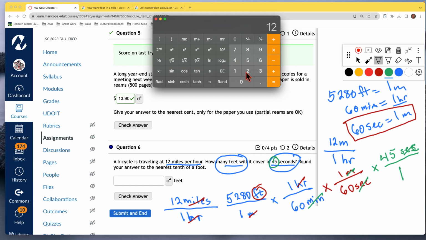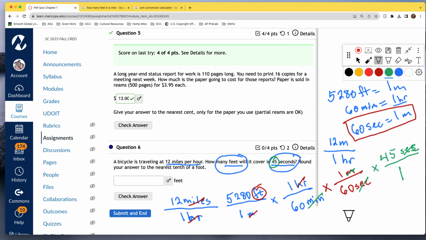So 12 times 5,280, oops, messed up there. 12, 5,280 times 45. So I've multiplied everything in the top, and I'm going, wow, that's a lot. 2,851,000. 2,500,800.